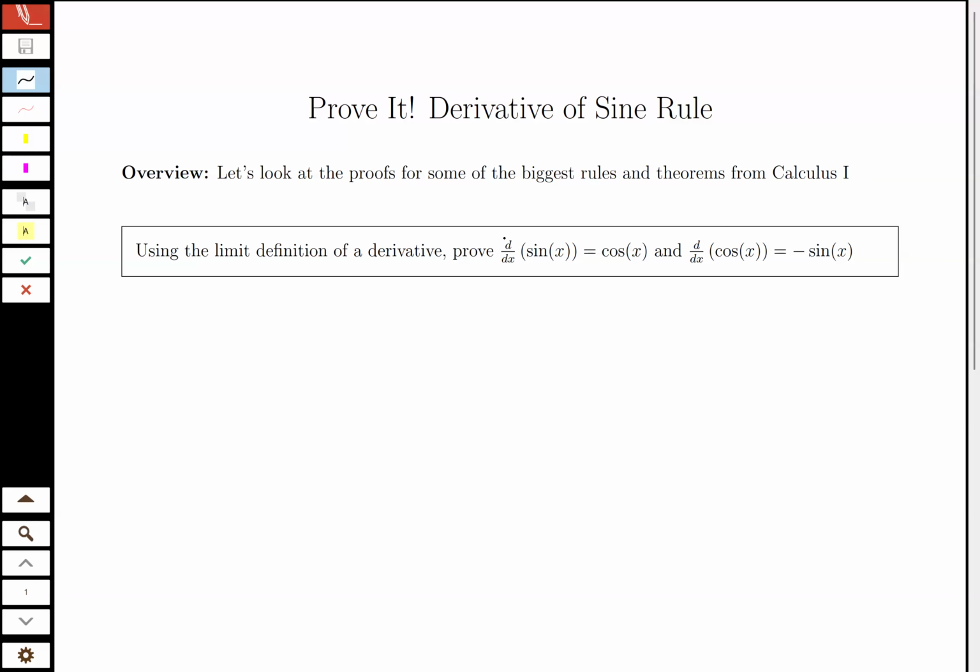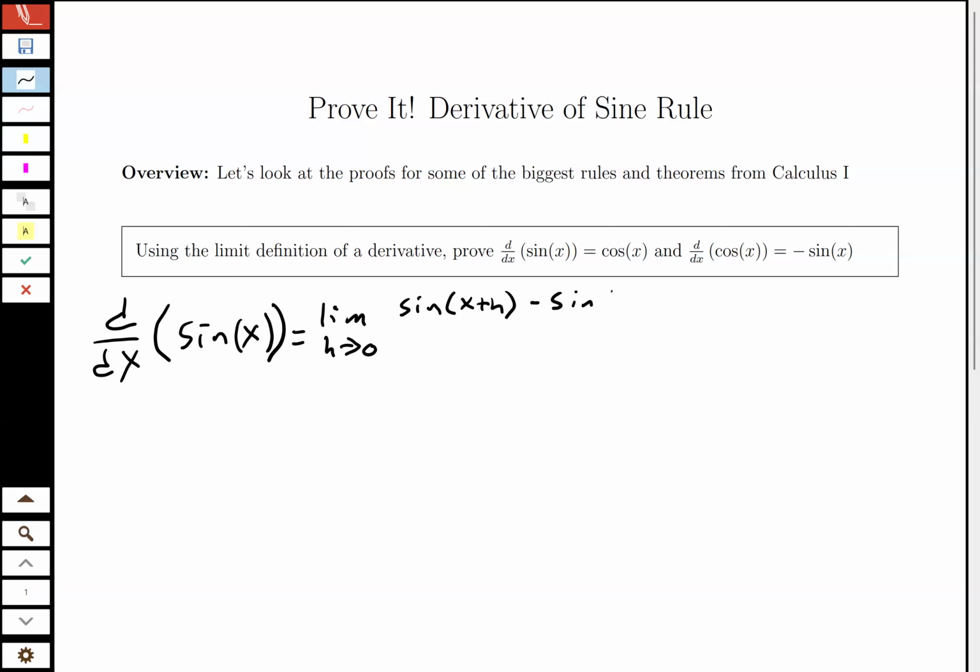Let's prove that the derivative with respect to x of sine of x is equal to cosine of x. Whenever we're working with these trig functions, we are assuming they are in radians. So, limit definition: if I'm trying to find the derivative of sine, it's going to be the limit as h goes to 0, sine of x plus h minus sine of x, all over h.